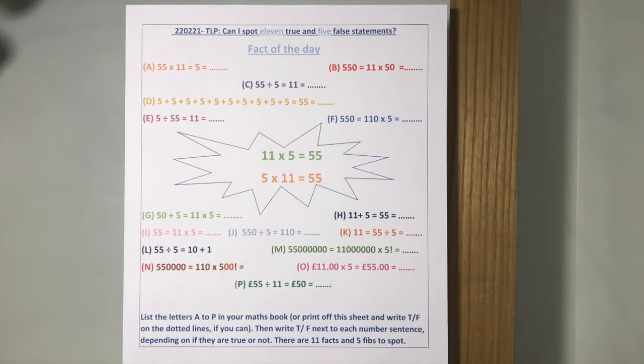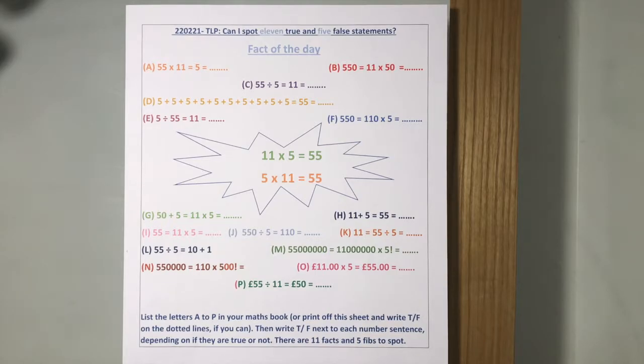So for example, statement C tells you that 55 shared between 5 people would mean that each person got 11. If you think that fact is true, you write a T on the dotted line, and if you think it's a lie, you write F on the dotted line.